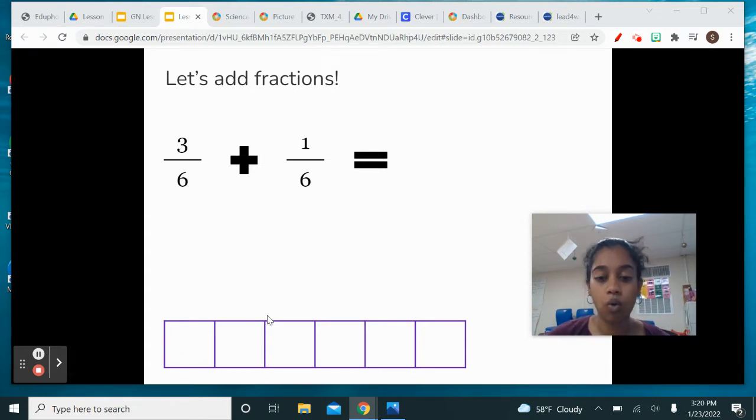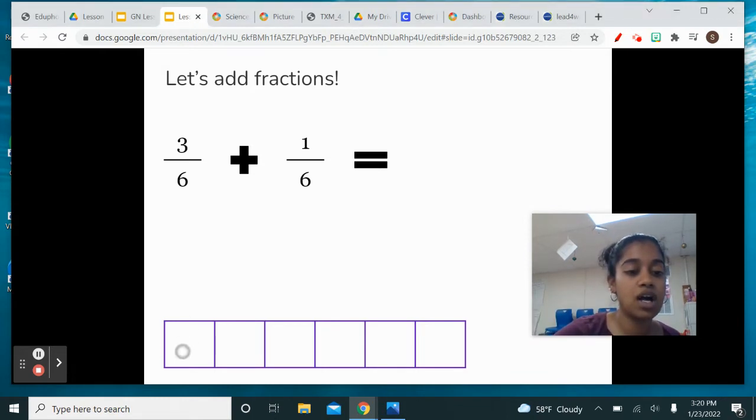I have a whole right here at the bottom, and I cut it into 1, 2, 3, 4, 5, 6 pieces. Great. So we have our whole, right? And it's telling us, okay, I have 3/6. So I have 3 of those pieces. So let's go ahead and shade that in.